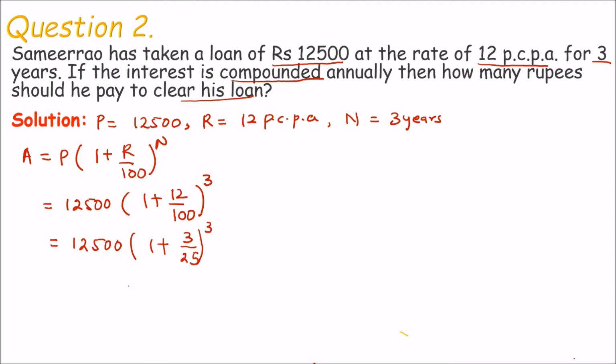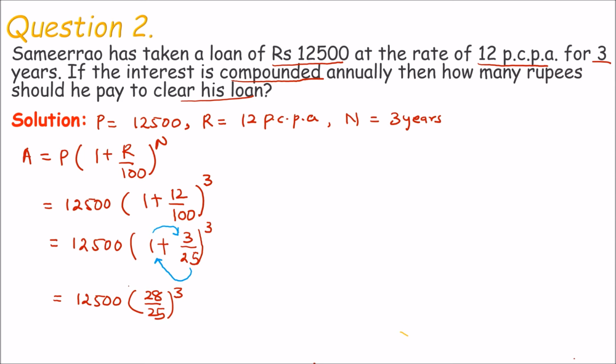Now we have to add 1 and 3 upon 25. How to add? 25 into 1 is 25, plus the numerator, what is the numerator over here? 3. So 25 into 1 is 25, plus 3, that is 28. So we will get 28 upon 25. The next step, we'll get 12,500 into 28 upon 25 raised to 3.